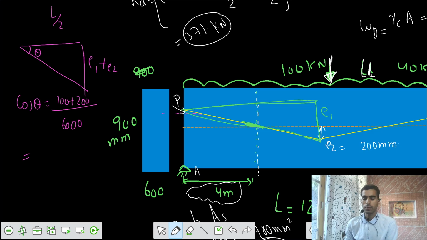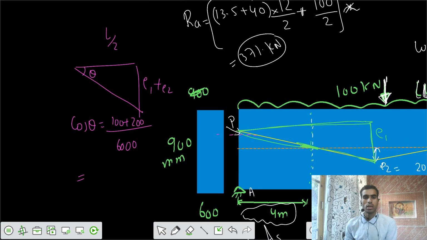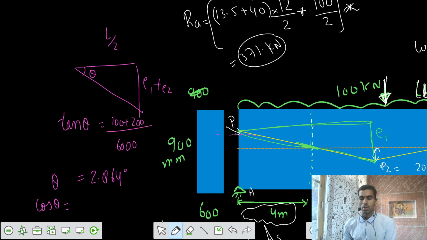So your cos theta is a very small value, still we can calculate that. Sorry, this is your tan theta. Then finally theta is coming out to be 2.864 degrees. We can check cos of theta, that is cos of 2.864 degrees, and this is 0.9988, so it's almost equal to 1.